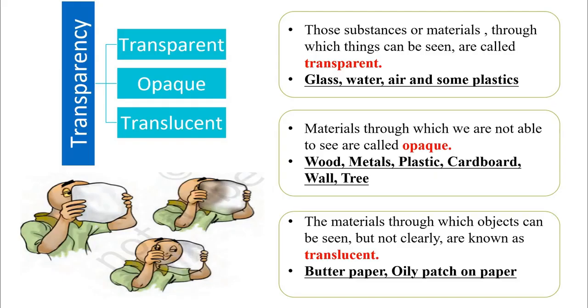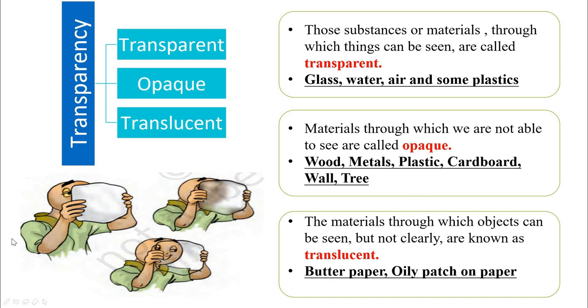So the last property which we need to study is transparency. Based on transparency, the materials are divided into transparent, opaque and translucent. Those substances or materials through which things can be seen are called transparent materials. For example, glass, water, air and some plastics. Materials through which we are not able to see are called opaque materials. For example, wood, metals, plastic, cardboard, wall, tree, etc. And the materials through which objects can be seen but not clearly are known as translucent materials. For example, butter paper or an oily patch on paper.